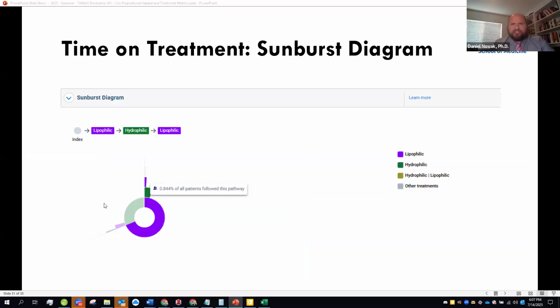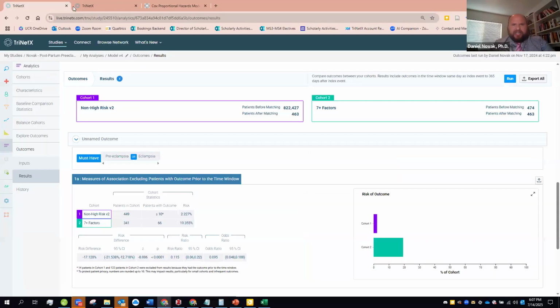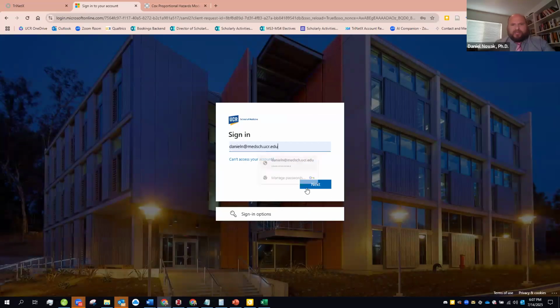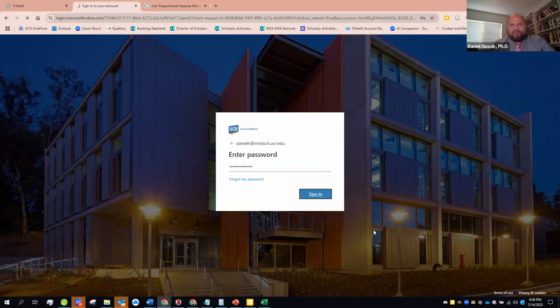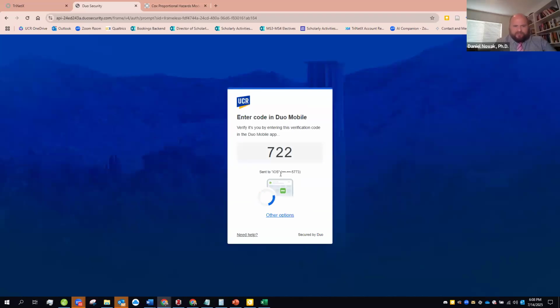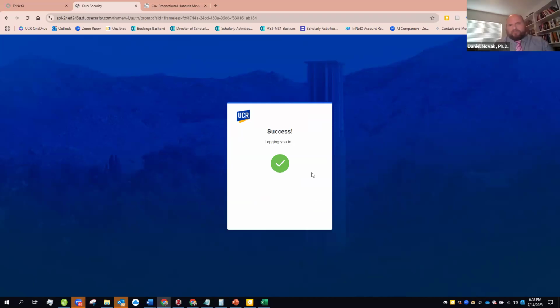I'm going to switch over to the live site for a second, because some of this is actually kind of interactive, which is neat. Sorry, one second as I log into my account. Here at UCR, we have a very aggressive two-factor authentication system, so sometimes you can find yourself logging all the way back in.